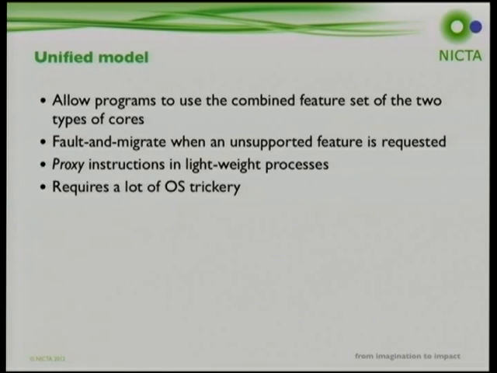Then there's a unified model. Similar to the hybrid model, we allow programs to use a combined set of features, but we let the kernel deal with the problem of migrating between the cores using what's known as fault and migrate. So if you execute an SSE instruction on an Atom, it's going to fault, and then the processor can say, oh, that's an SSE instruction, I know which core supports that, migrate over to that core, run the program on that core. And following a similar idea, instead of migrating the entire process, you could just proxy the instruction in a lightweight process and then leave the main process on the other core.